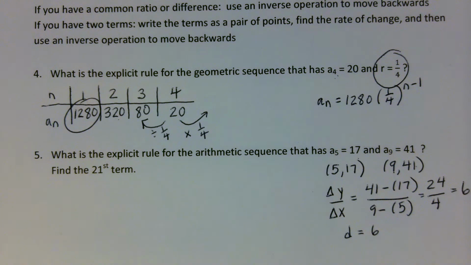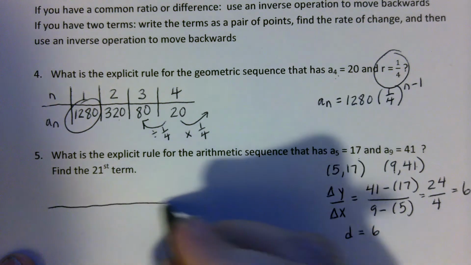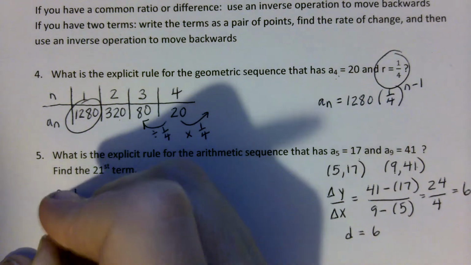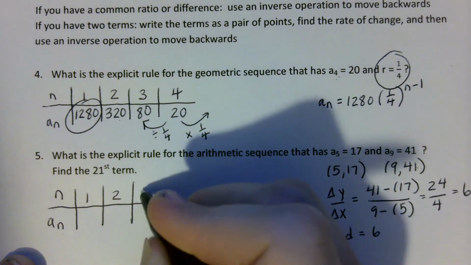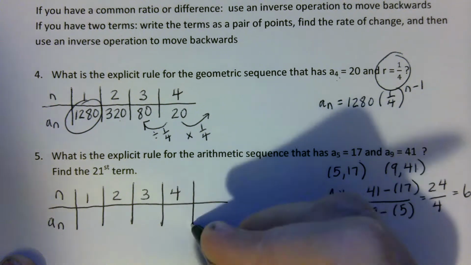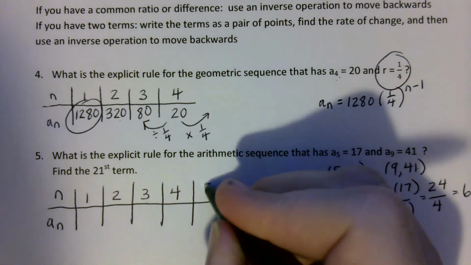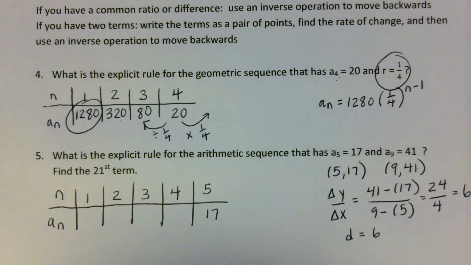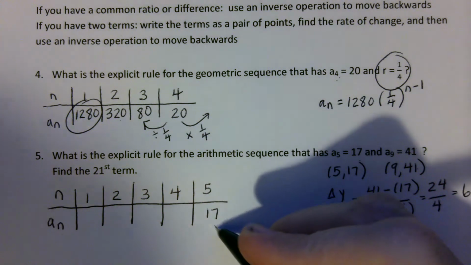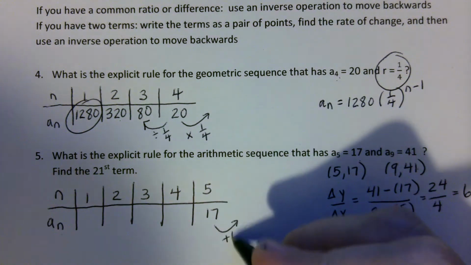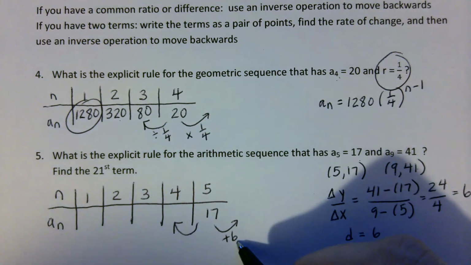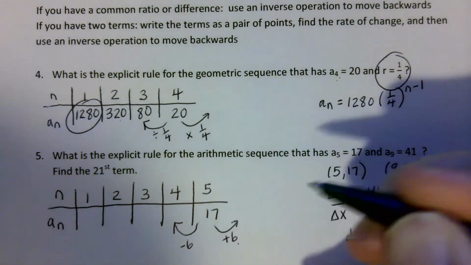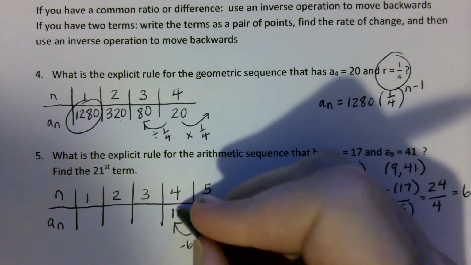To write the explicit rule, I need to find my first term. So again, I'm going to set up my table of values. I have n and a sub n, and 1, 2, 3. Okay, the earliest term I got was 5, and this was 17. If my common difference is 6, I know going forward I would add 6. That means going backwards, I would do the inverse operation. I would subtract 6. 17 minus 6 is 11.